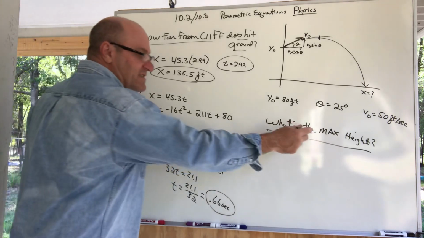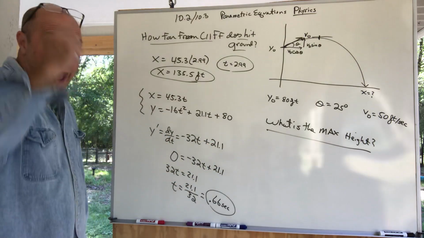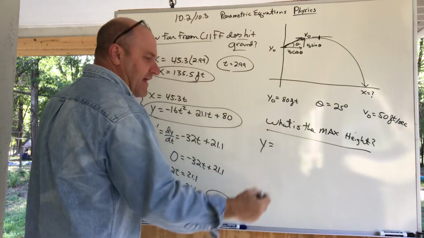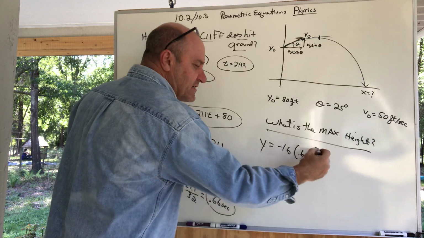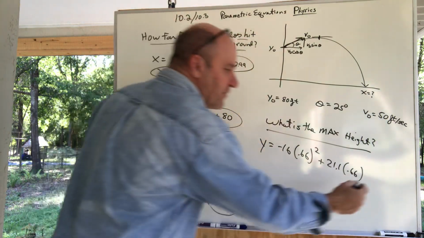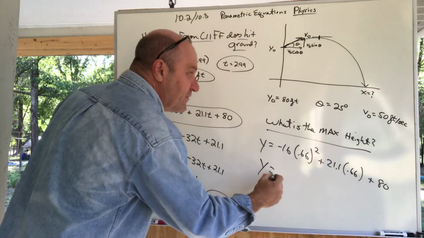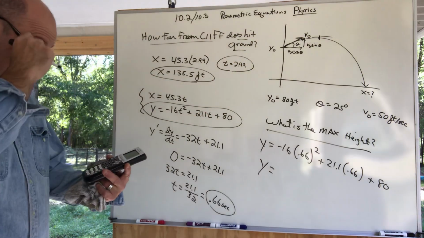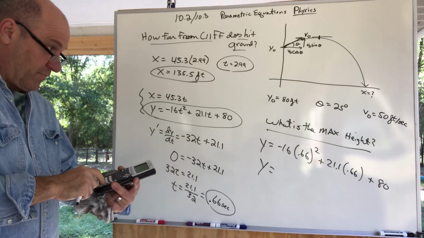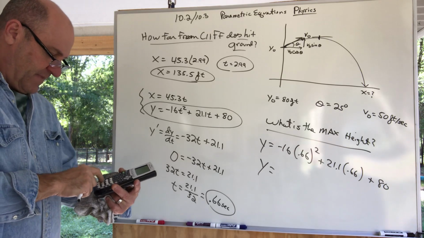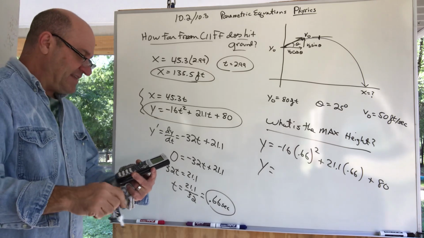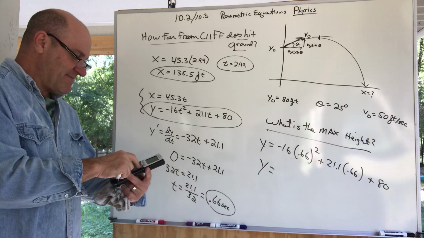What was my question? What is the maximum height? So I need the y position at that time. So I go back to the y position, and I find the y position at that time. Negative 16 times 0.66 squared plus 21.1 times 0.66 plus the original 80 feet. So it won't be too high. It launched at 25 degrees, I guess. Let's see what it is. Negative 16 times 0.66 squared plus the 21.1 times the 0.66 plus the 80. Wow, 86, that's all? Did I do that right?